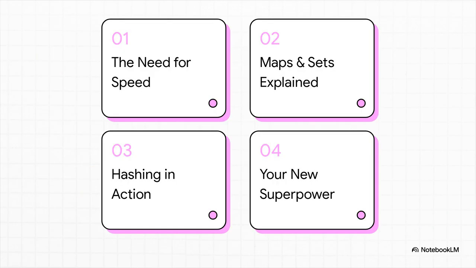So here's how we're going to do it. First, we'll talk about why we even need this kind of speed. Then, we'll explain what hash maps and sets actually are. After that, we'll see them in action, solving a couple of classic coding problems. And finally, we'll talk about how you can use this new superpower in your own work.